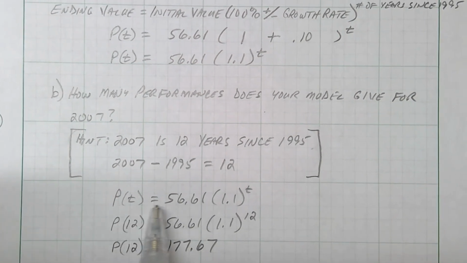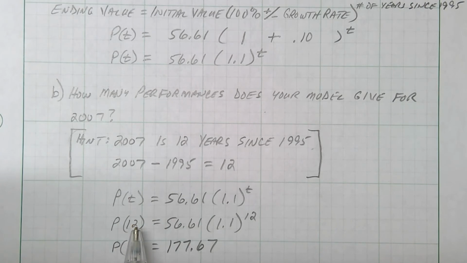So the P of t is, there's your equation, 56.61 times 1.1 to the t. Specifically, if I'm wondering about 12 years later, the year 2007, but I'm not going to use 2007, I'm going to say it's 12 years later. The number of performances 12 years later is what I started with times 1.1 to the 12th.